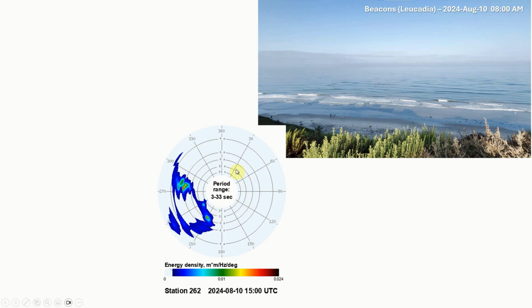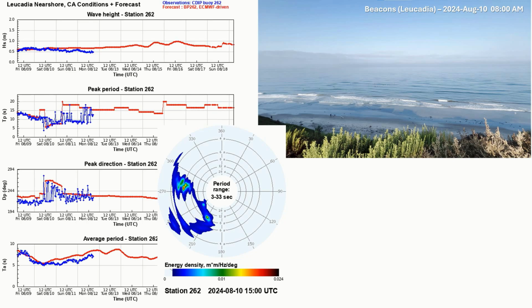So again, this plot is very helpful in understanding what's actually going on out there. You can see a little bit of a longer period, but very, very low energy swell coming in from this particular direction. It's almost completely, I would say completely, unnoticeable in the actual photo or the video.